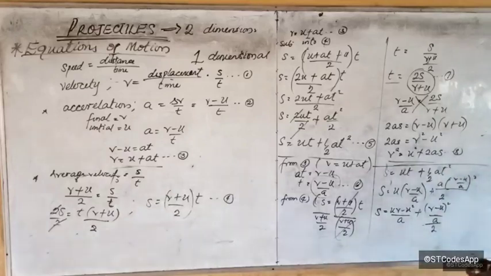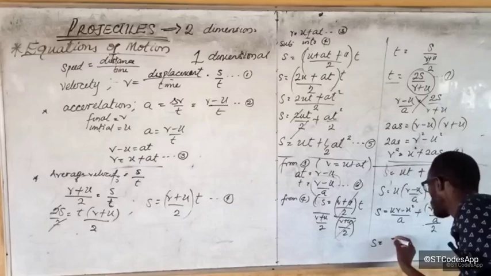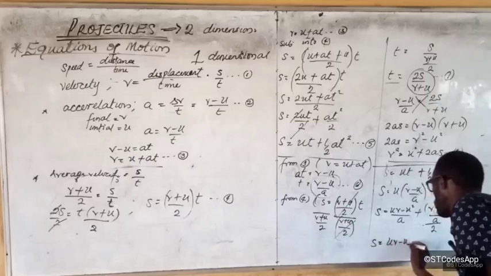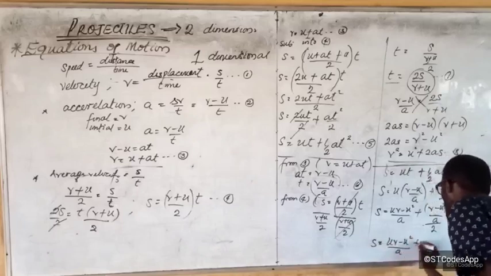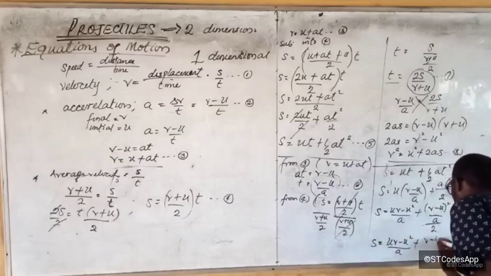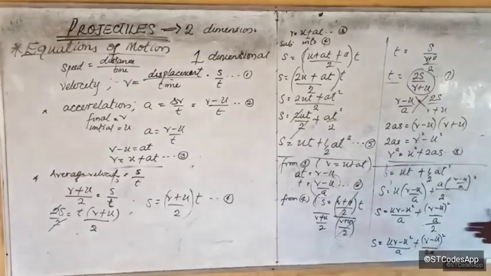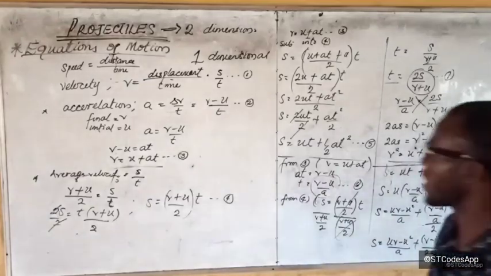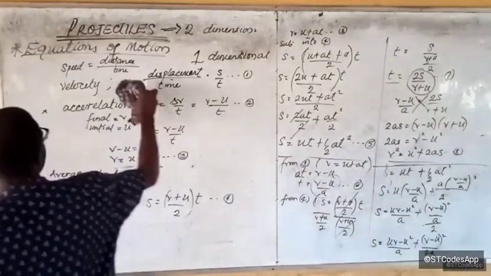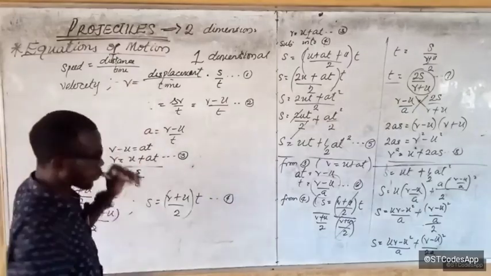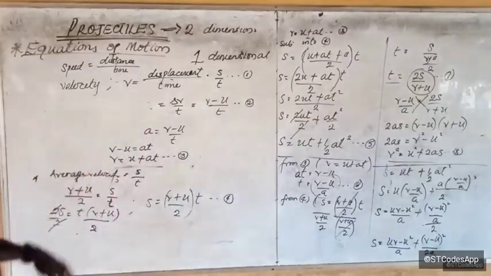I hope that is clear. So that I can rewrite this to what? uv minus u squared over a plus v minus u all squared over 2a. Why? Because I'm dividing by a whole number, by the trick that I showed you the other time. Let's bring that back here. I hope you are writing all the equations down. Make sure you are jotting all the equations down.